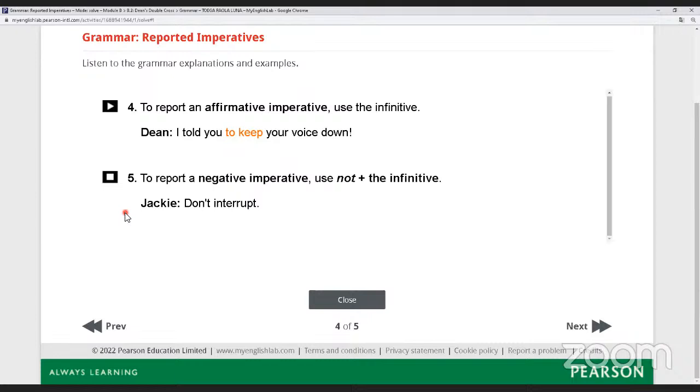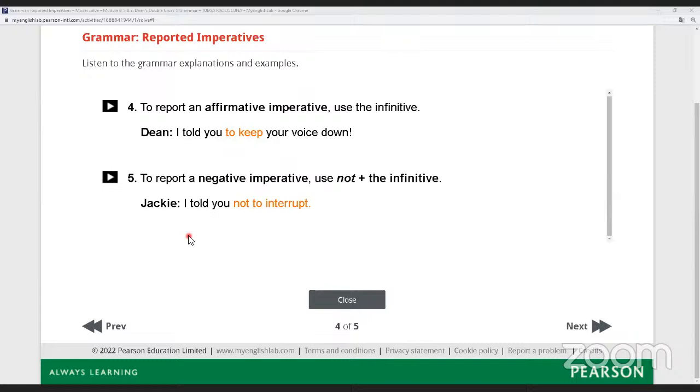Don't interrupt. Okay, so now, I told you not to interrupt. I don't have any auxiliary verb, as you can see. Now we're using told because Jackie is mentioning the listener. In this case, we suppose she's talking about you. I told you, where the negative goes at the beginning. So first goes the negative, then the infinitive, and then the verb. And that's all. There is no more. I told you not to interrupt, right?